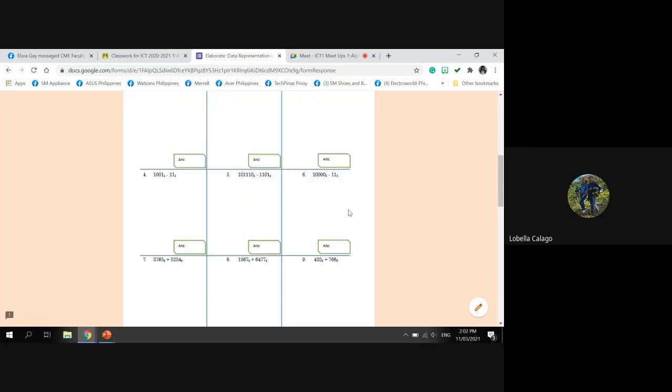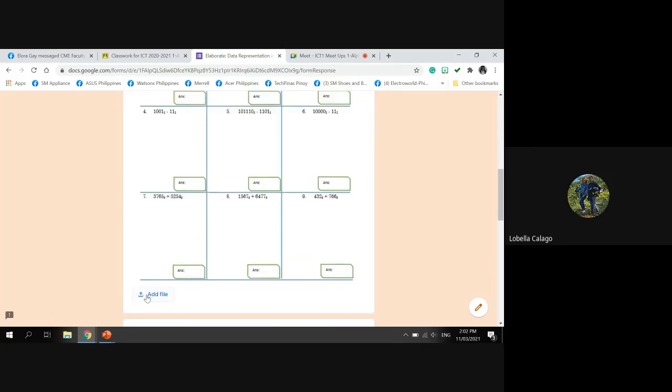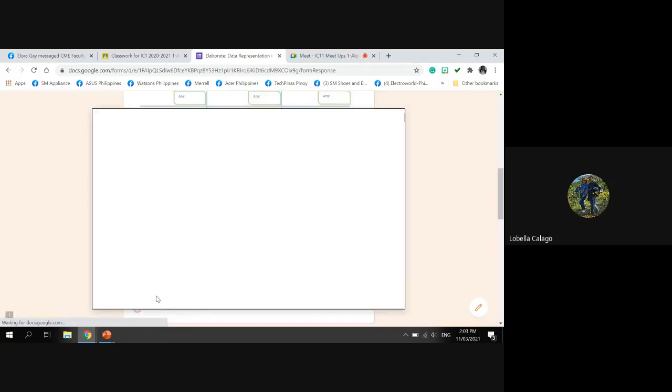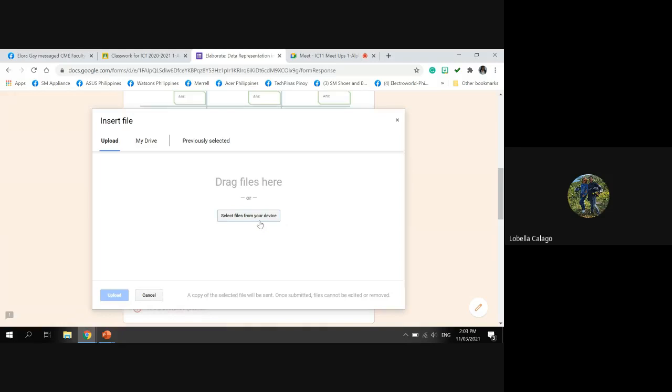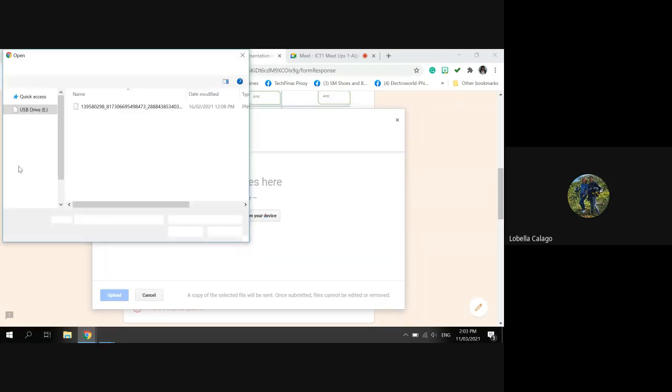It's 21 points. And then, just click Add file here. Click the add file, then go to select file. After you do it, you take a picture. Then click add file, then select files from your device. This is also applicable on our cellphones, okay? So the procedure is the same.